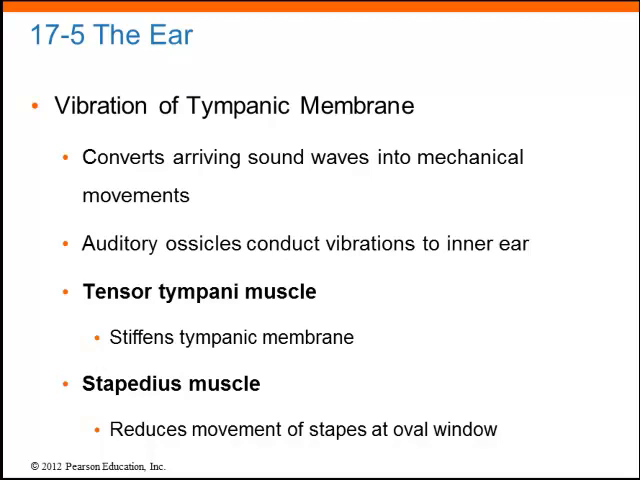So vibrations of the tympanic membrane are picked up by the auditory ossicles and transmitted to the inner ear. If the vibrations are from a very loud sound, you have those two little muscles to help protect the ear from damage from excessive vibration.